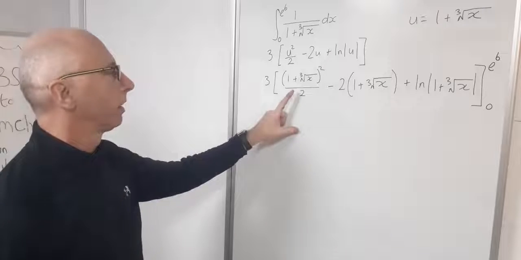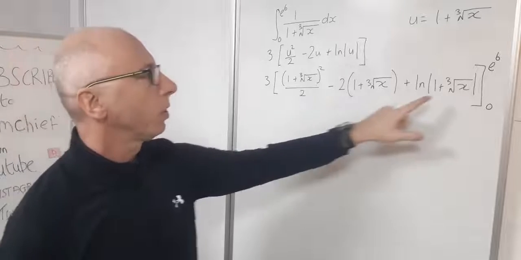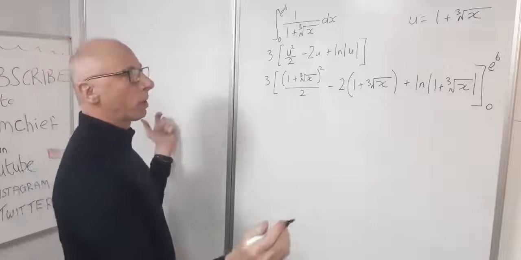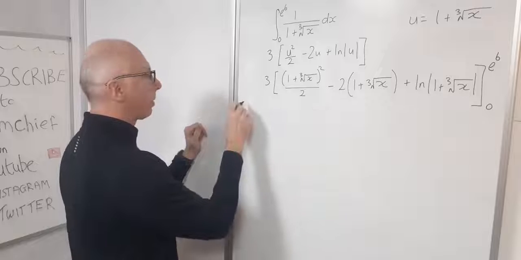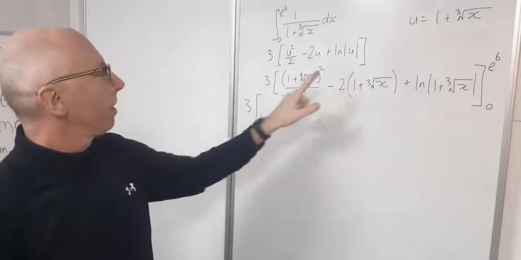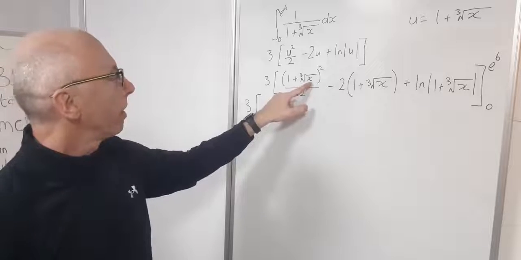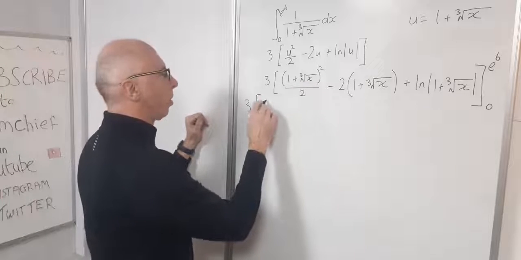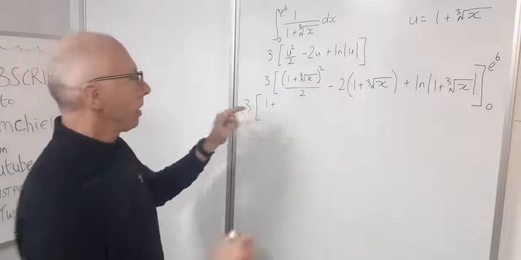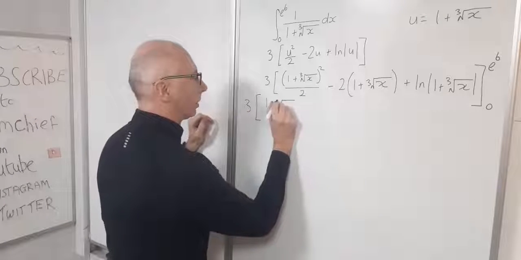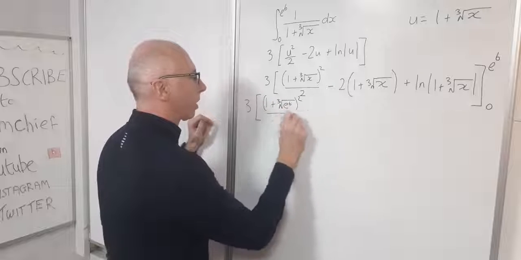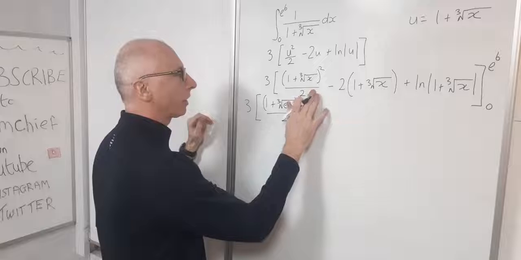Okay, so first of all, let's calculate at e to the power of 6. So now it's all still multiplied by 3. So let's give ourselves plenty of space here. If e to the 6, wherever I see x, I'll plug in e to the 6. So I've got 1 plus cube root of e to the 6, and then that's all squared, and that's over 2. So that takes care of that.